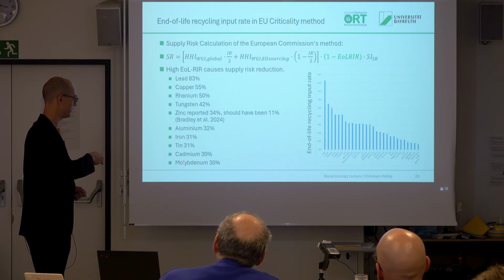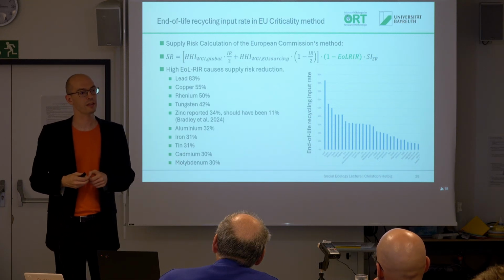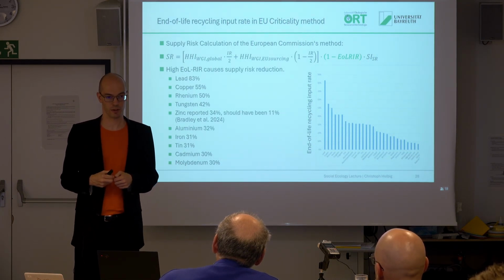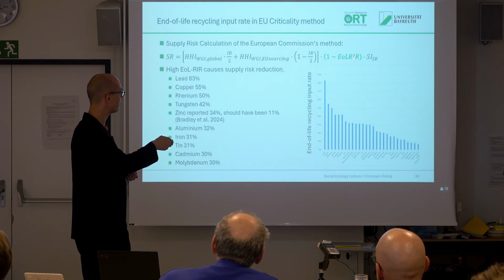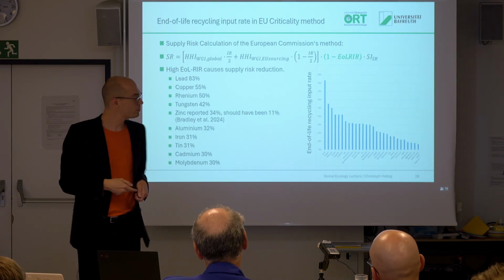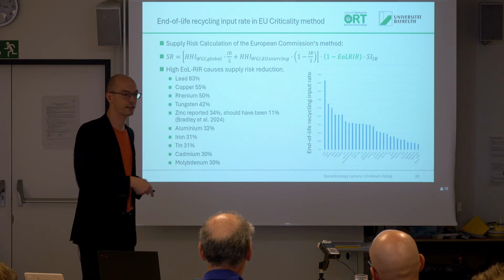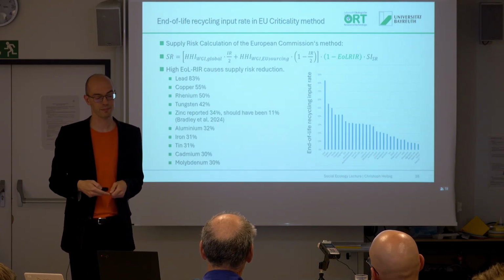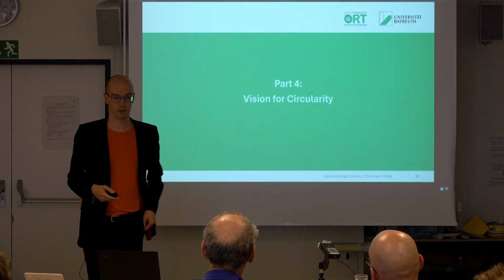Aluminum, iron, tin, cadmium, molybdenum, all of them have 30% or more in terms of end-of-life recycling input rate. And that directly reduces all the factors that they get. So the question is, how do we get this far end, which I cut off here, to higher numbers? And there comes this vision for circularity.